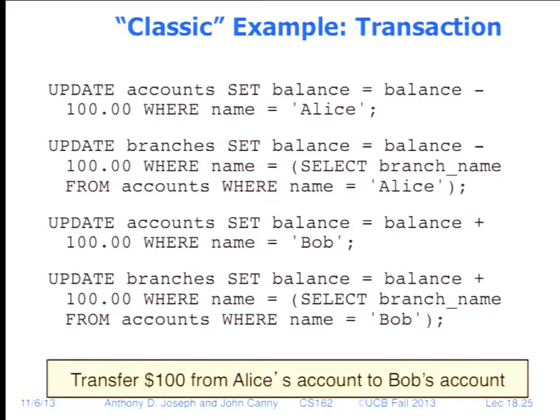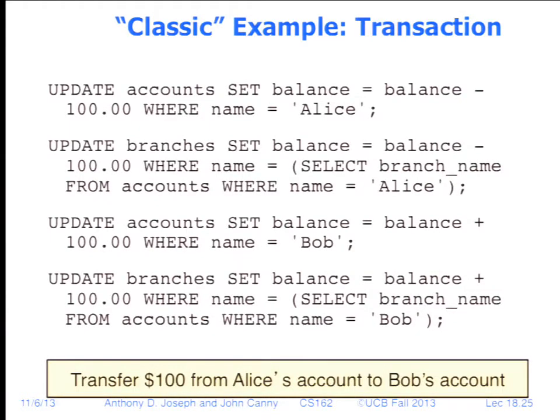Okay, so here's a classic example of a transaction where we're doing a transfer of funds. So we're going to update Alice's balance, debit $100 from Alice in the accounts database, and also update the branches, the bank branch that Alice has her account at. This nested query here is returning the branch that houses Alice's account. So the balance for that branch has to also decrement by this transaction amount.